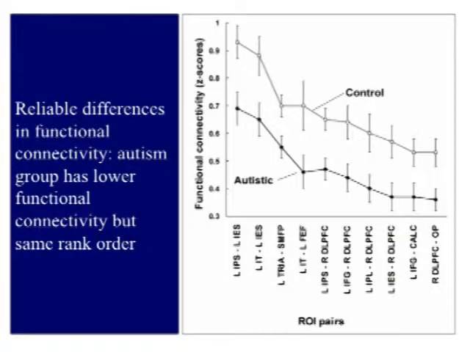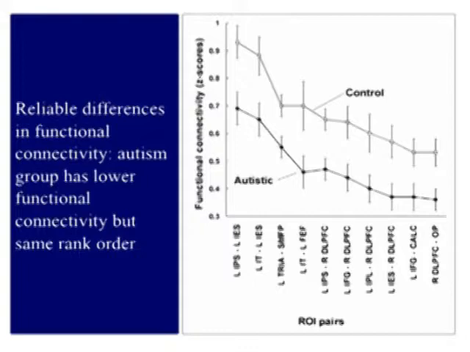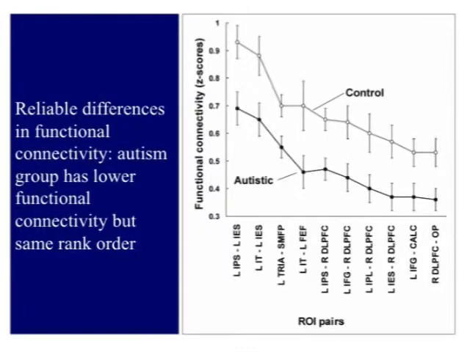Here's another way of measuring it. Instead of in colors, we have z-scores, and underneath there are regions of interest. There are about 10 region pairs in the left hemisphere because this was the language task. And you'll notice the top line is for controls. That's their functional connectivity between those region pairs.